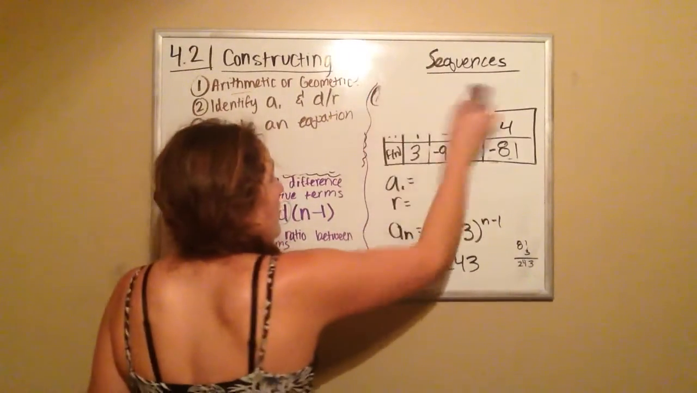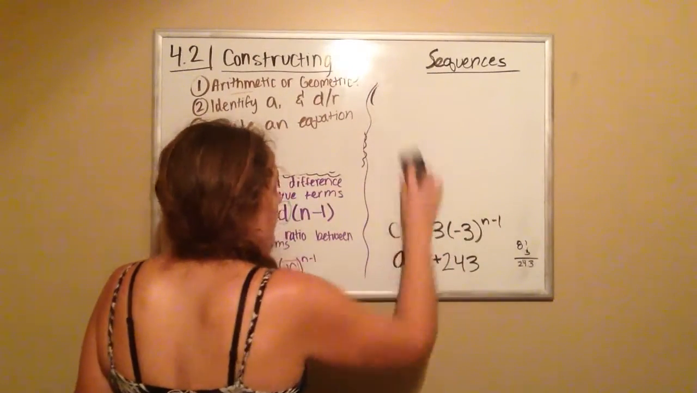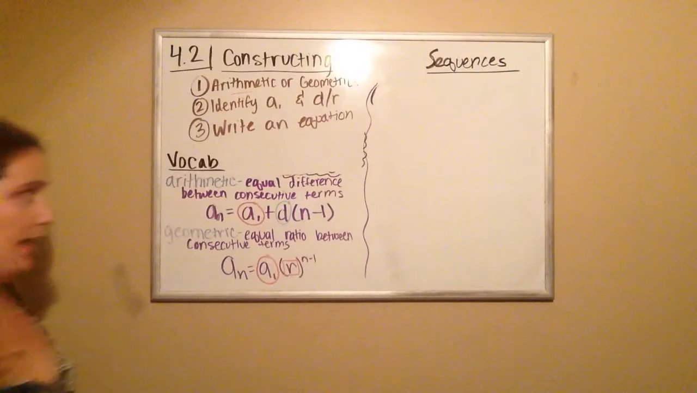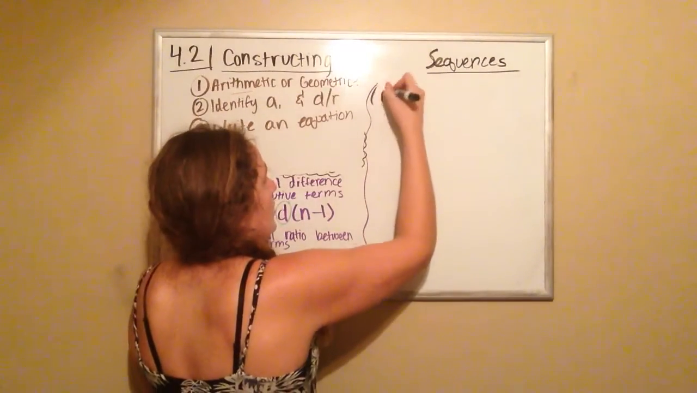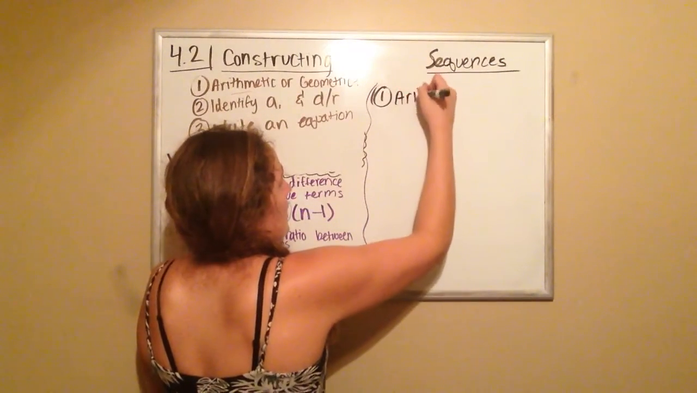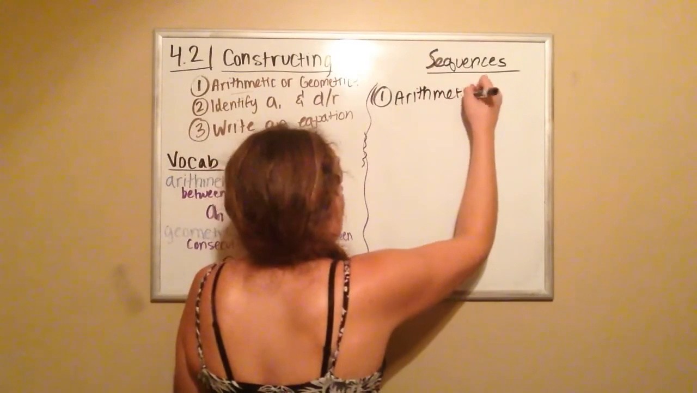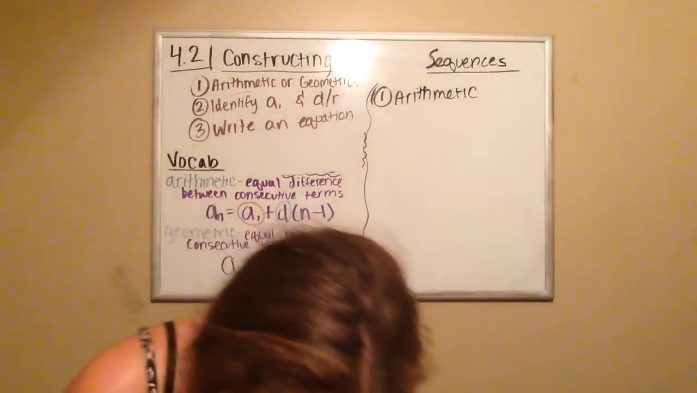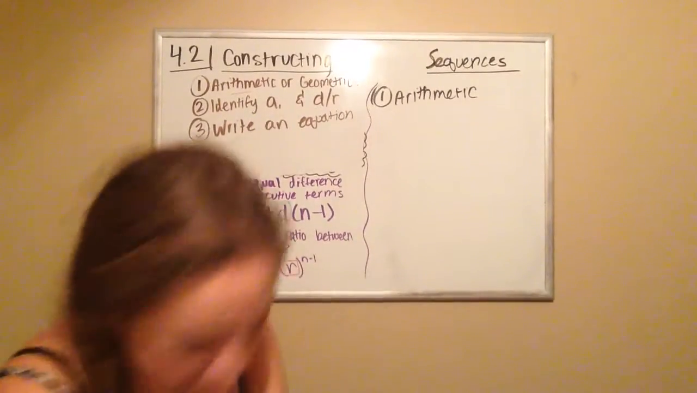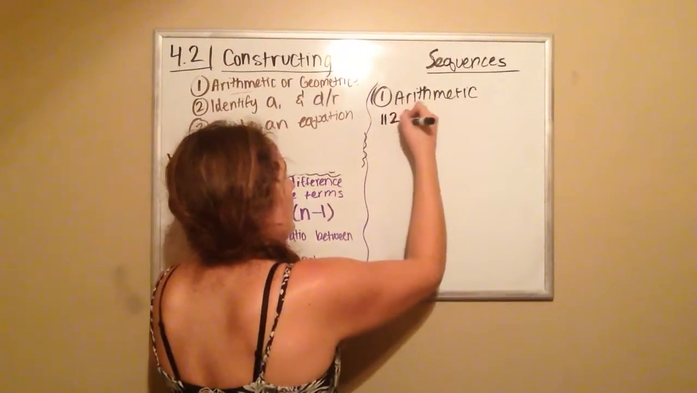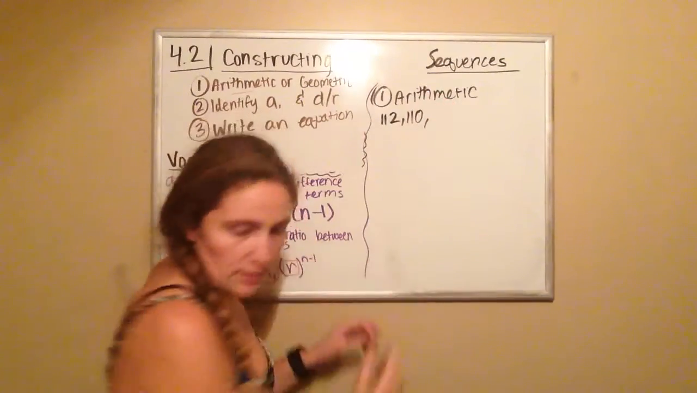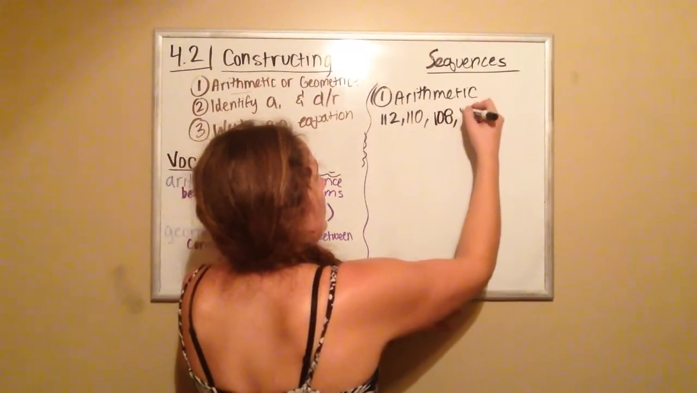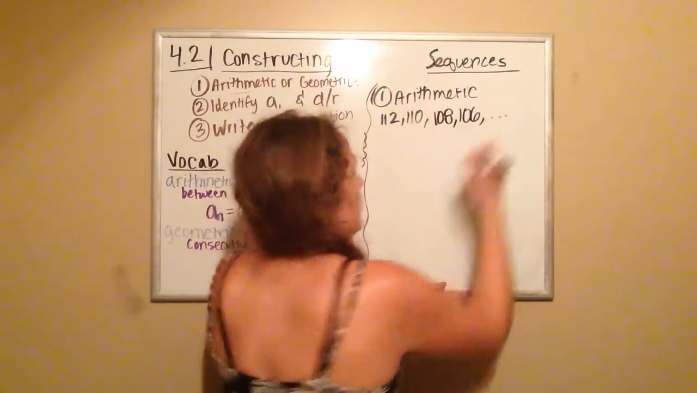Alright, moving back to arithmetic. So we're going to look at arithmetic again, but we're not going to see it in that table format anymore. If we go back to thinking about arithmetic sequences, we're still doing the exact same process, it's just going to look a little bit different. The first sequence we're going to see is 112, 110, 108, 106, and so on.